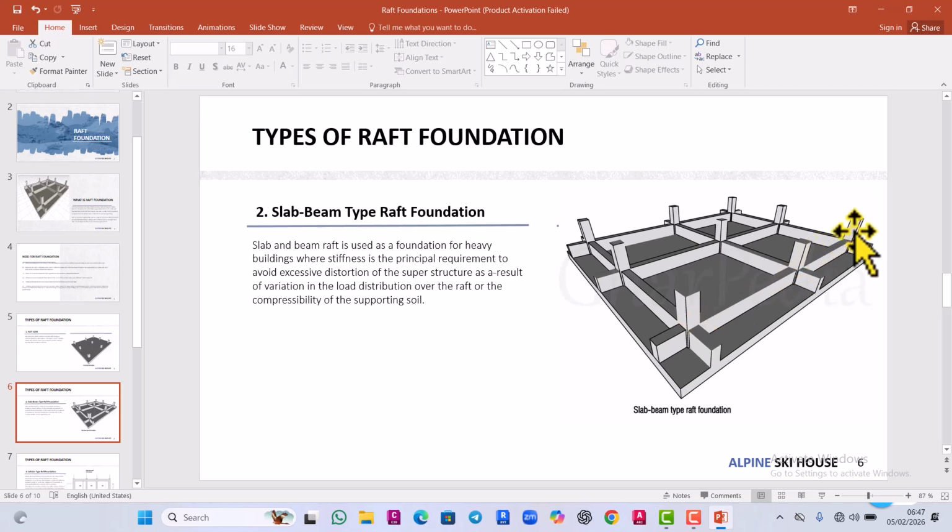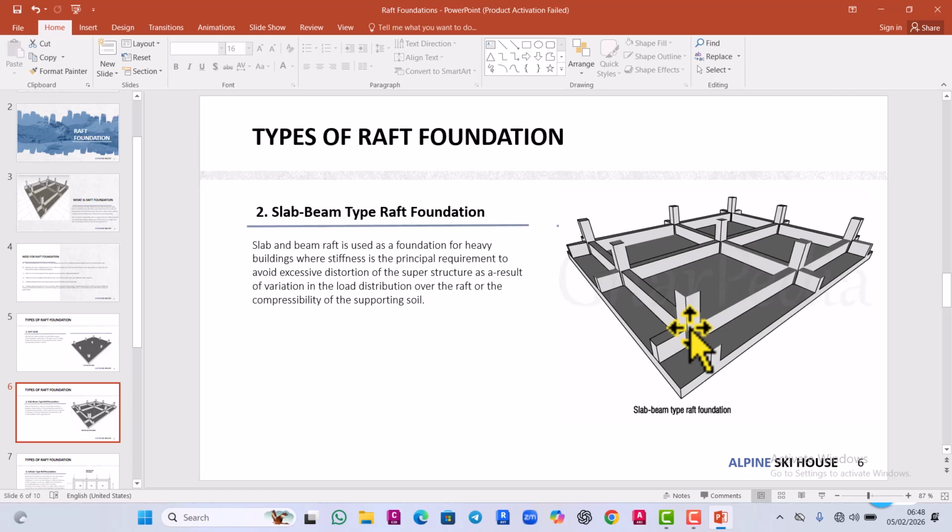So this is mainly used where the column load is high and you need more stiffness and rigidity, such that when the slab raft foundation requires more thickness, you want to make it less costly, let it be economical. You can now introduce beams along the column lines so that you can reduce or stop the punching shear.